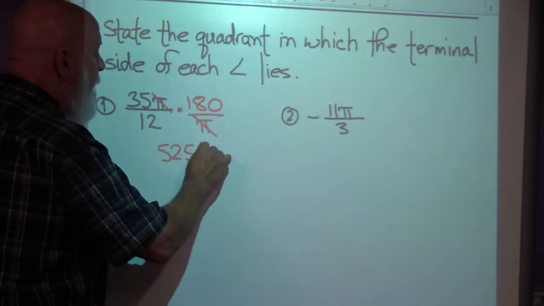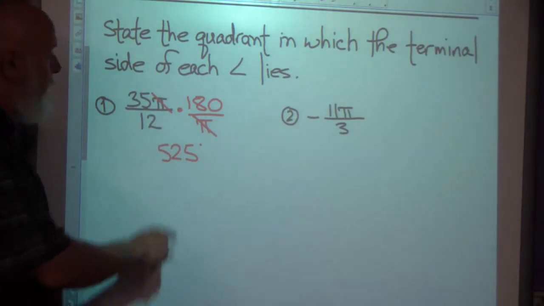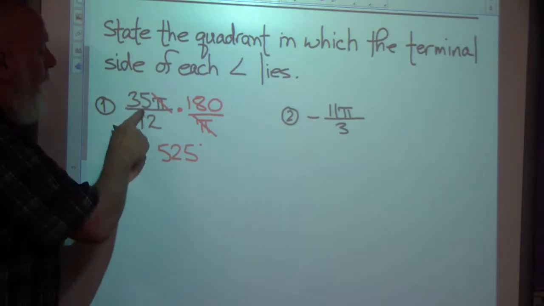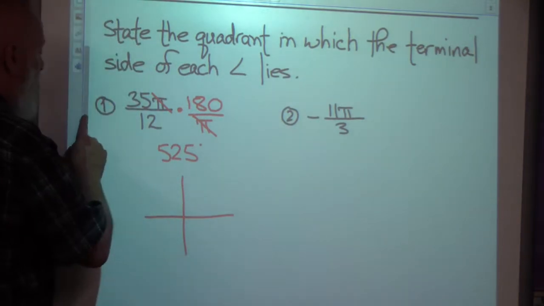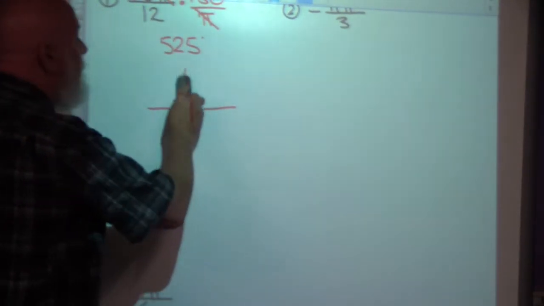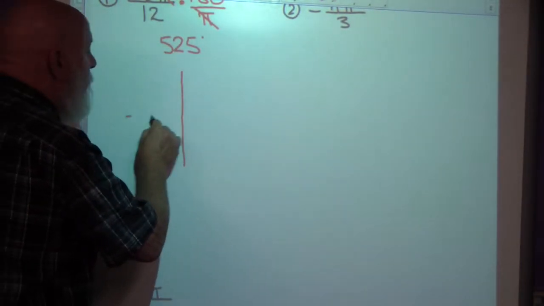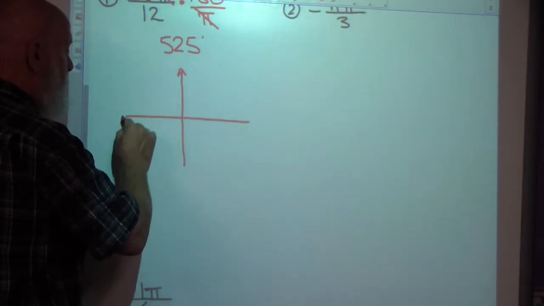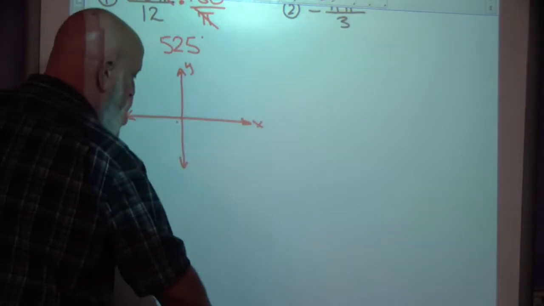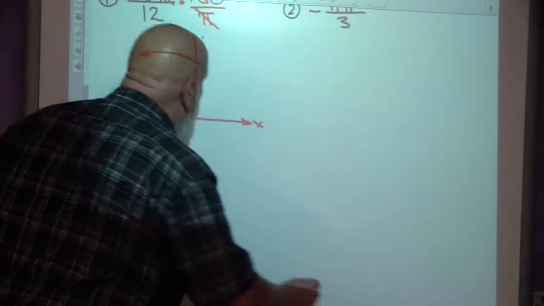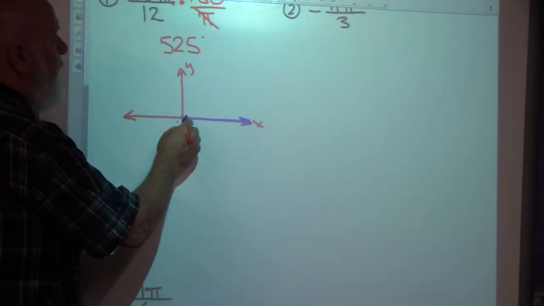So what I've done so far is convert this angle given to us in radians to degrees. Now I'm going to sketch out what that would look like in a Cartesian coordinate plane and determine what quadrant it stops in. Here's our XY plane. Here's our origin. Our initial side is the positive x-axis, and we're going to rotate 525 degrees.